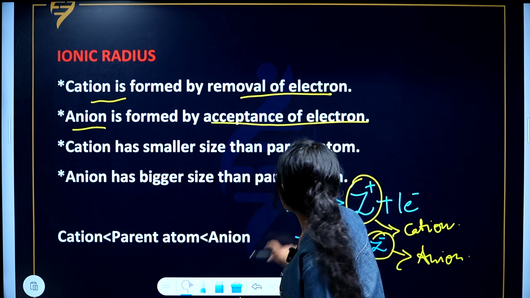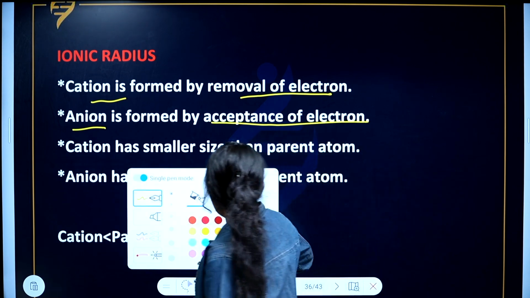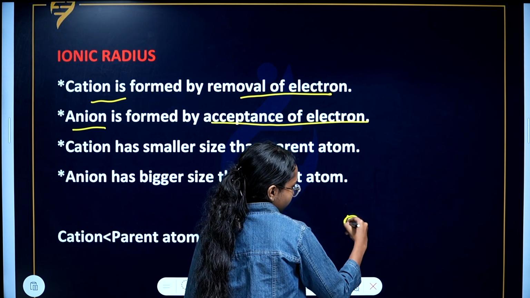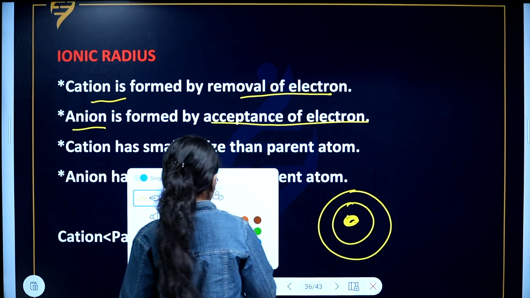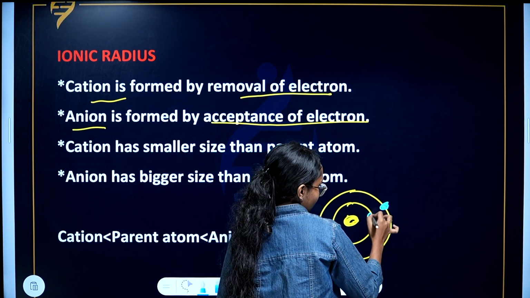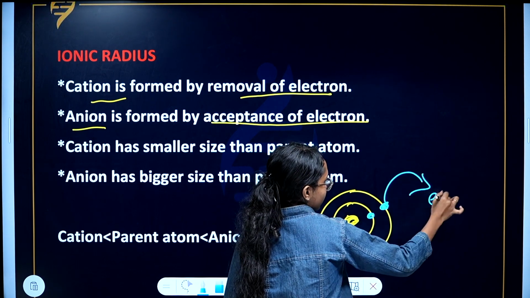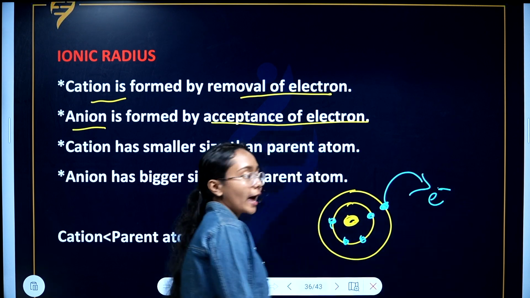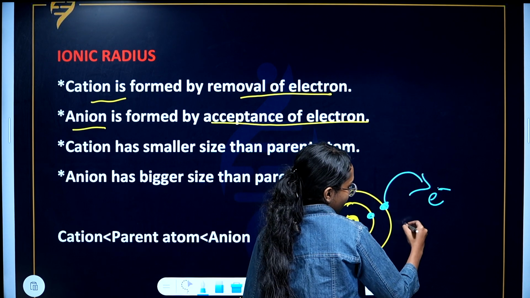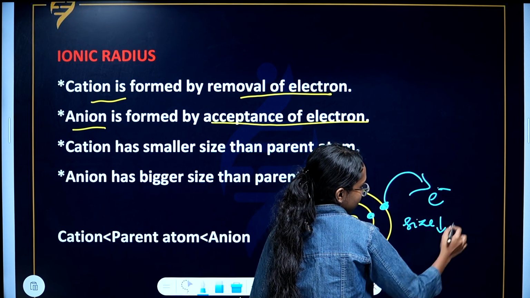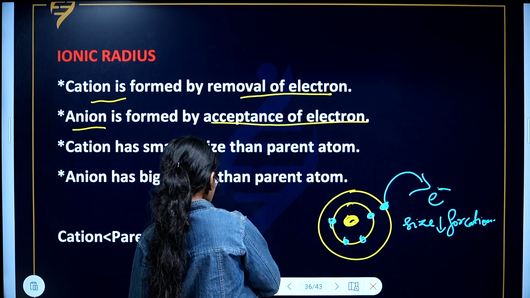Now about their size, the cation and anion size. Here, nucleus, I'm having an electron here. I'm having electrons here also. When I donate or remove this electron, what will happen? The atomic size decreases. So, size decreases for cation.